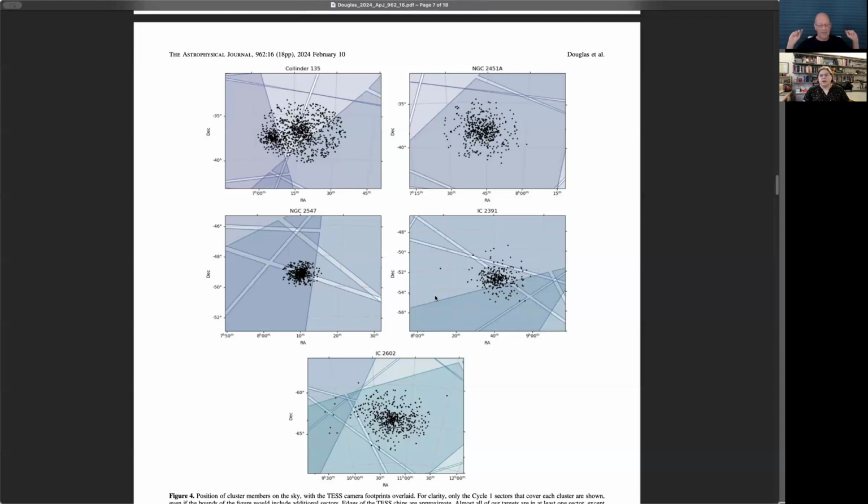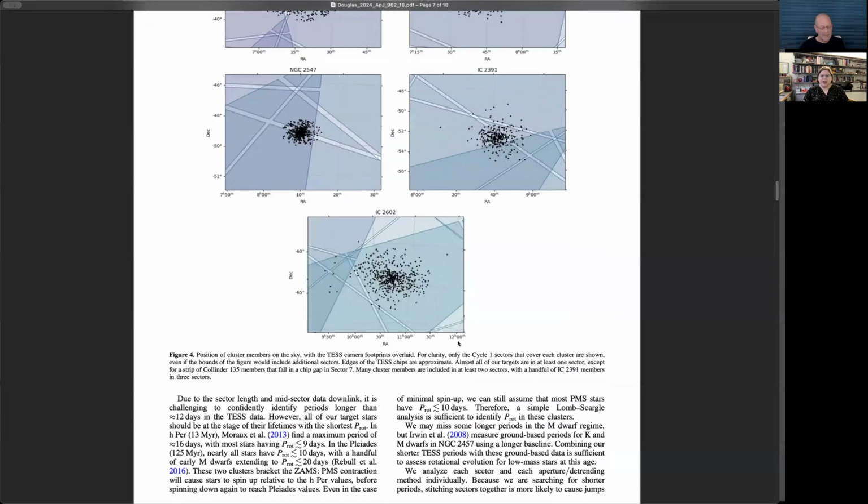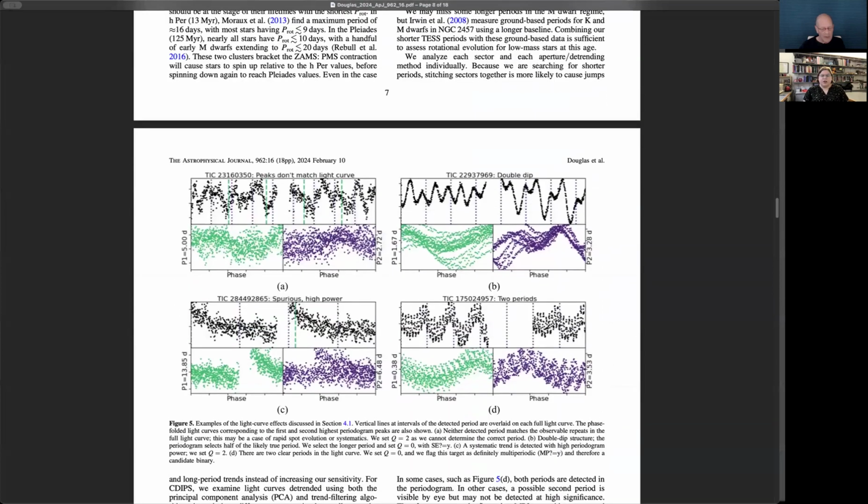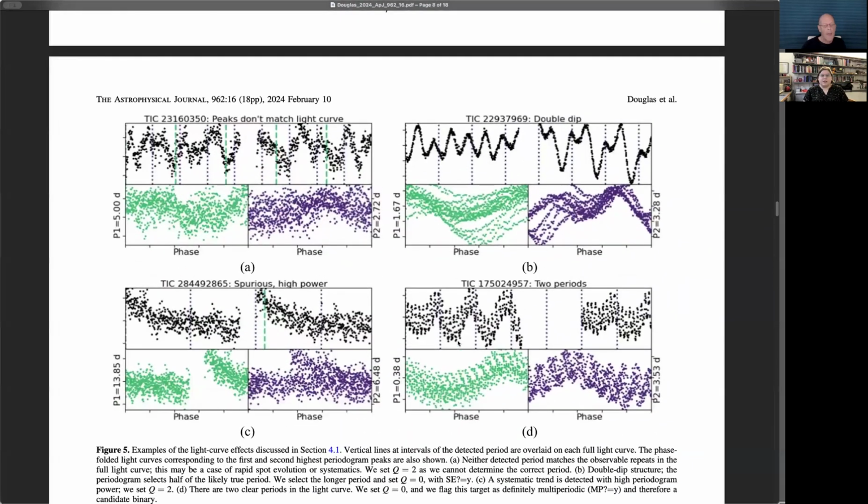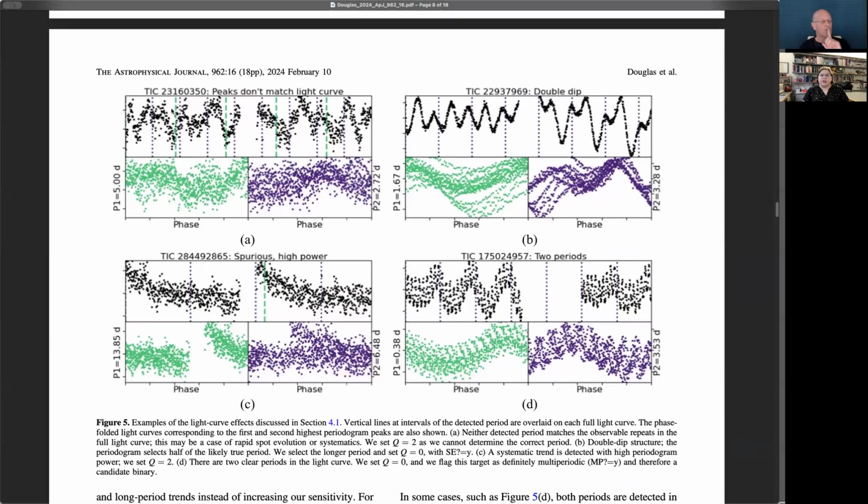So if we scroll down then to figure 5. This is some examples of common things that we flagged in the period table. The black light curve in each panel is showing just the full light curve for that sector. And then the green and purple are phase folded at the 2 predominant peaks in the periodogram. I forgot to say we used Lomb-Scargle periodograms to measure the rotation periods.